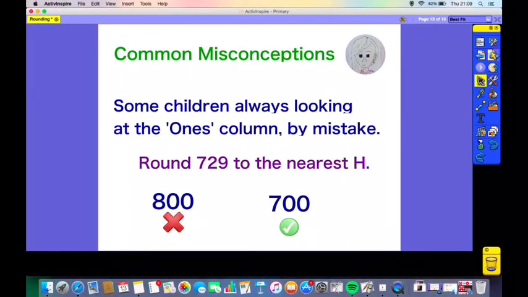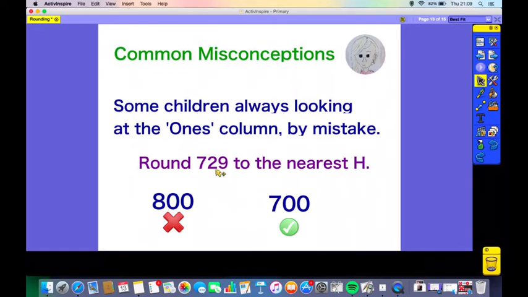So a couple of other common misconceptions. Lots of children will always look at the ones column regardless of what they're trying to round to by mistake. So for example, they might have been asked to round 729 to the nearest 100. What they should be doing is wondering whether that 7 is going to become 700 or 800. But they look straight to the 9 rather than the 2. They say, oh, I see that it's a 9, so it must be rounding up to 800 because there's a 9.